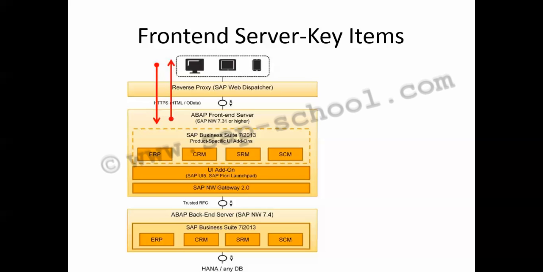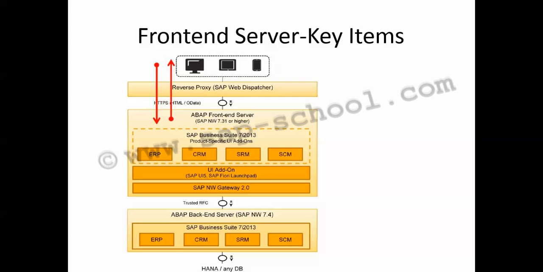It uses a BSP application as the container by which the content is delivered to the client device. Then it holds the Launchpad objects such as the catalogs and the chips, etc. These are all part of the UI add-ons. Then the front-end users are defined in the front-end server and must be assigned the correct roles. Then it identifies the backend systems using the system alias, not the RFC destinations. Then it connects to the backend servers using the trusted RFC connection.